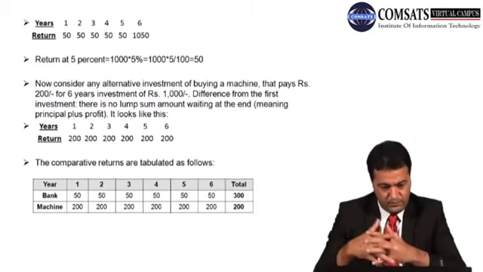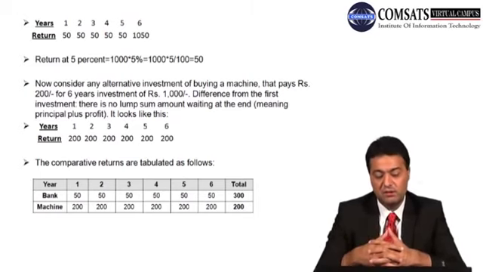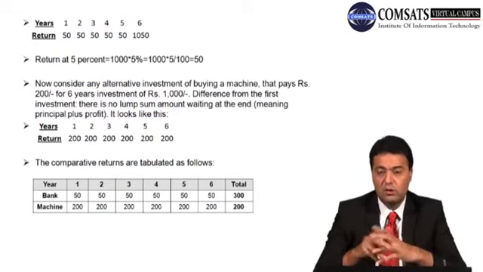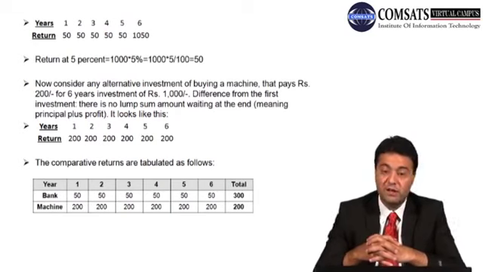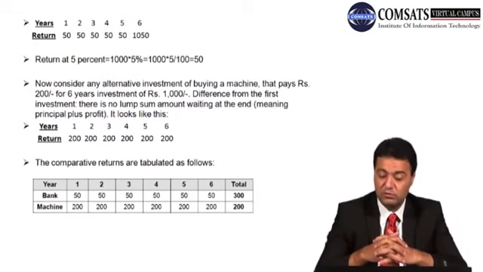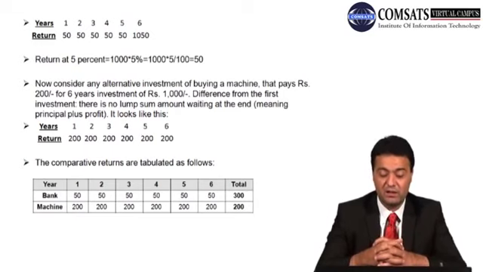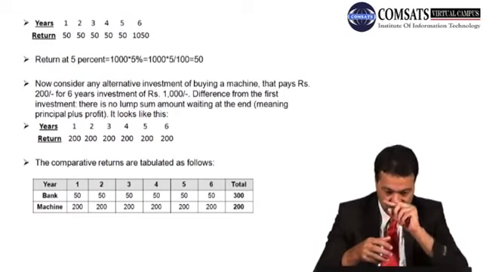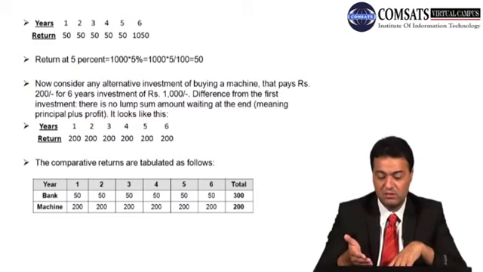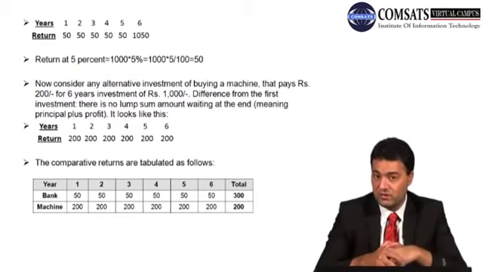So again, here is the table in which I have sorted out the years and the return for each, which is 200 rupees. Now make a comparison. The comparative returns are tabulated as follows. You have the years 1, 2, 3, 4, 5, 6. In the bank's case, the profits that are going to accrue to you over 6 years would be 300 rupees. But in the case of the machine, that would be only 200 rupees.